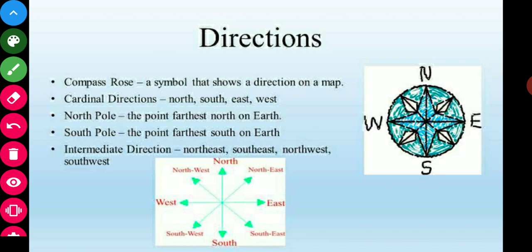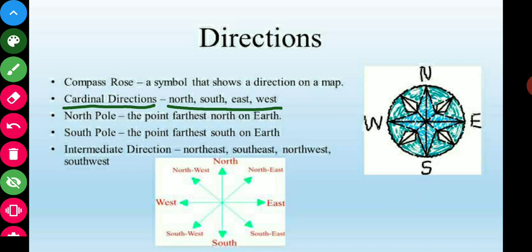There are four main directions: north, south, east, and west. North is denoted by N, south is denoted by S, east is denoted by E, and west is denoted by W. And these four directions are called the cardinal points of the compass. These are also called cardinal directions.